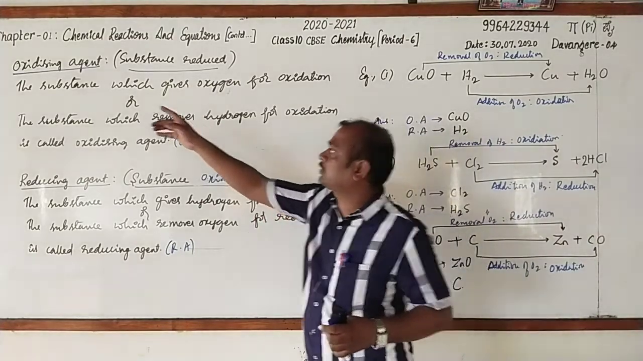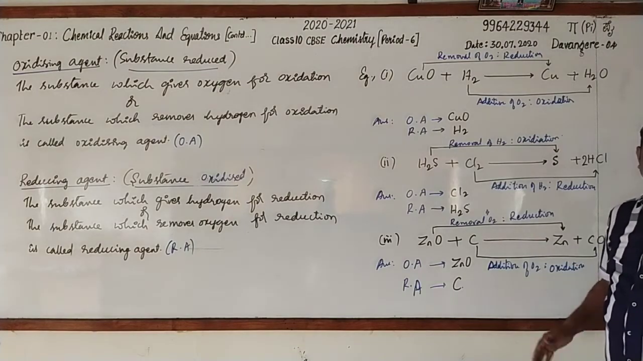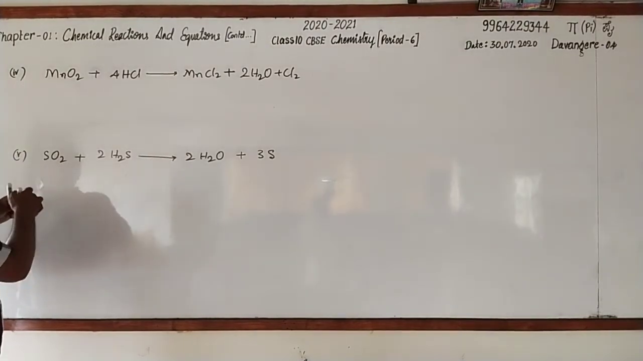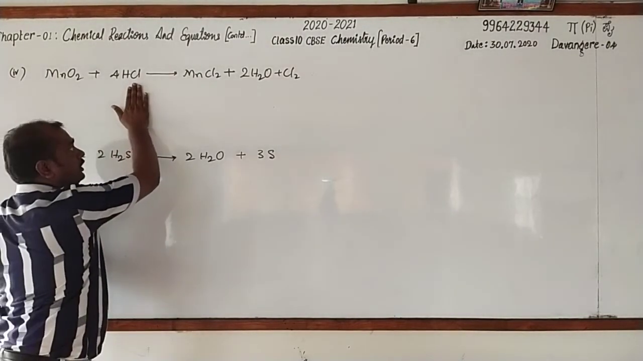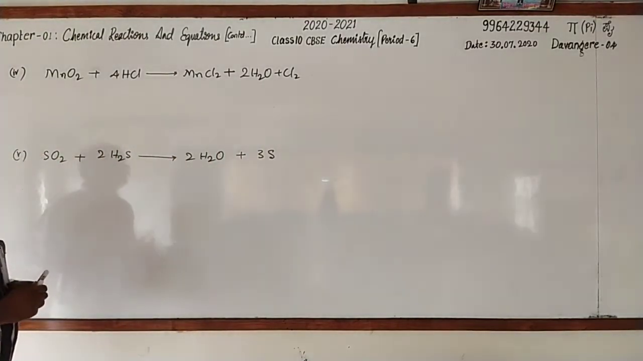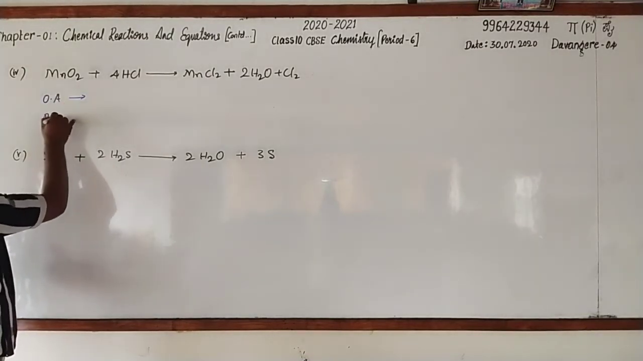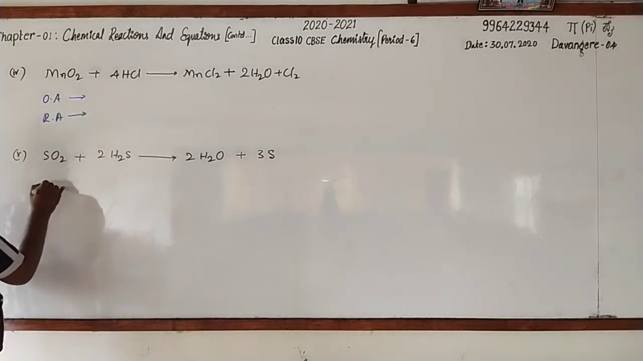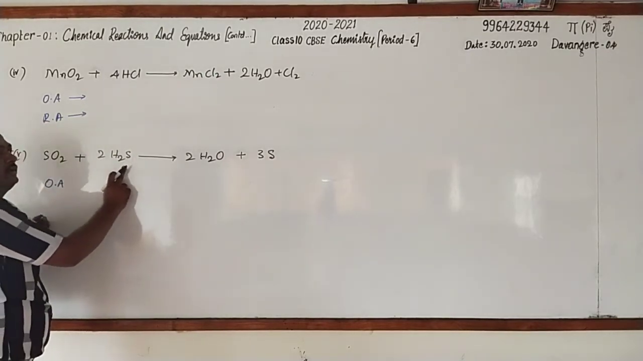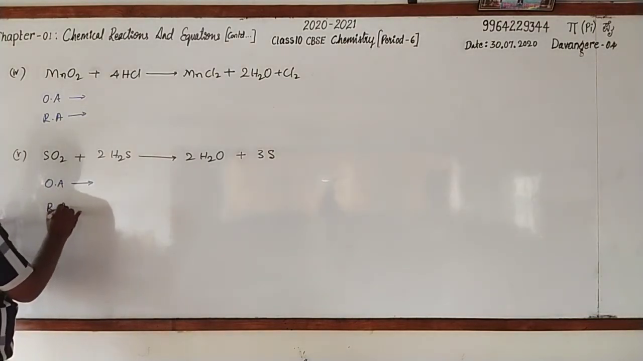Now, please copy from there to here. Then after that, I'll give you some more examples. Copy. Observe these examples. Fourth one, manganese dioxide reacts with hydrogen chloride to form manganese chloride, water and chlorine. Here we have to identify the oxidizing agent and the reducing agent. Similarly, here also, sulfur dioxide reacts with hydrogen sulfide to form water and sulfur. Here also, oxidizing agent and reducing agent.